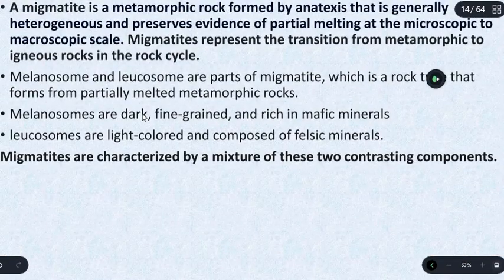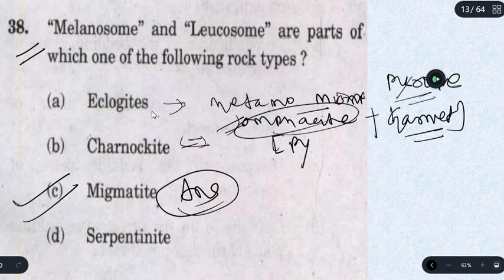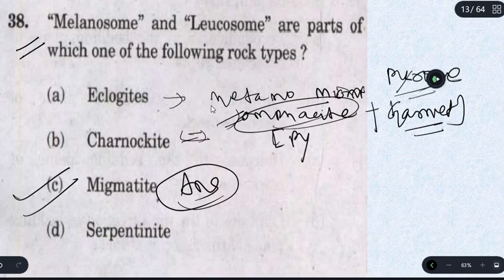How does migmatite form? If the GSI mains examination asks you to write short notes about migmatite, what will you write? How is it formed? Migmatite is so important, asked in many examinations, be it objective or subjective. Tell me why it is migmatite. Due to partial melting, right? Not pressure, due to the partial melting.